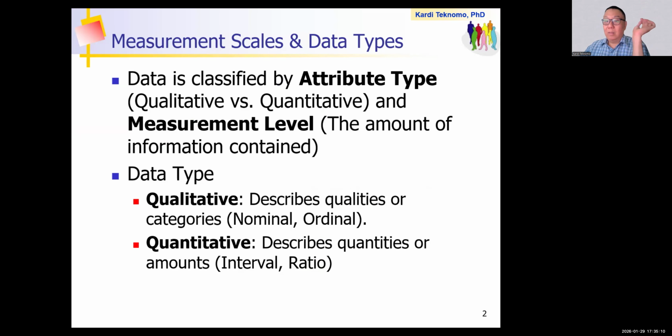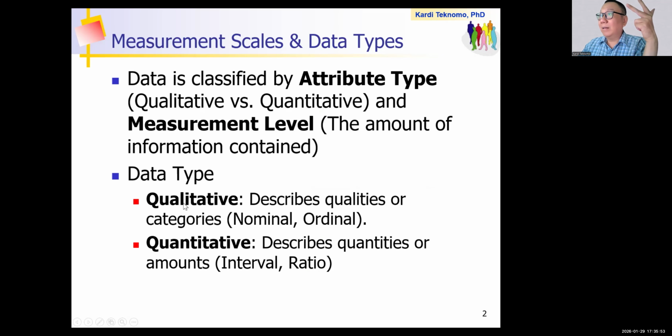Second, how much mathematics we can do with it. That is the level of measurement, the measurement scale. So we cannot simply trust the number just because it is a digit. Sometimes a number is just a label. The measurement scale represents the amount of information contained in the data.